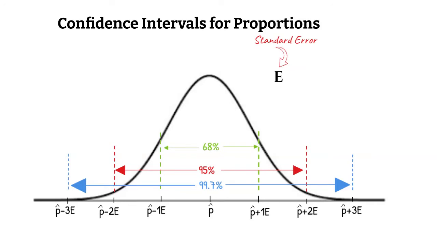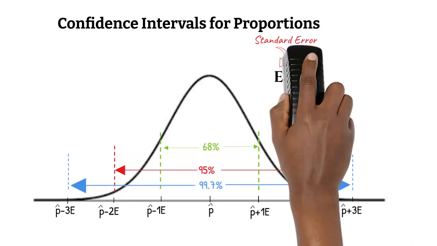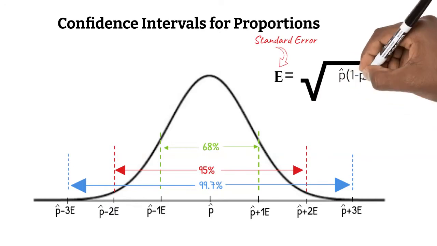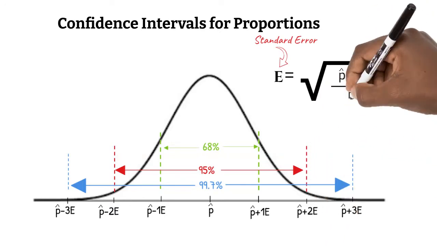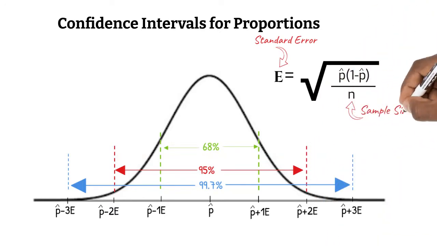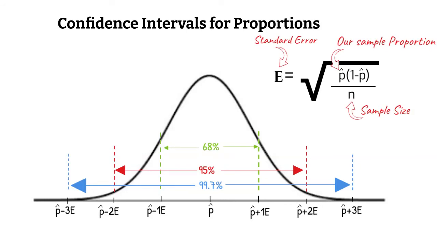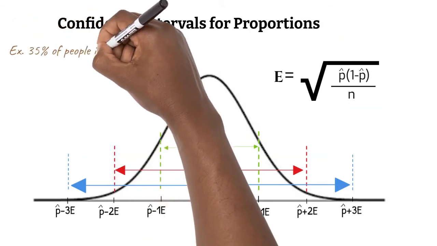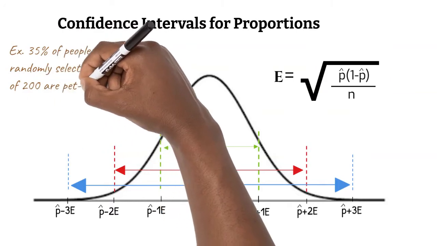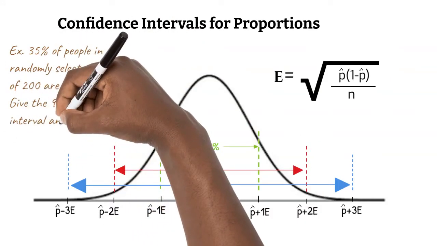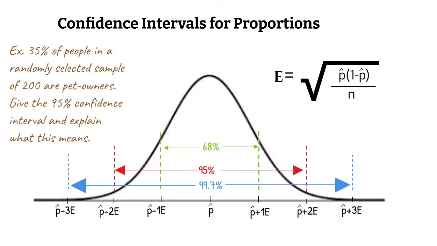To find the standard error, we use the formula E is equal to the square root of p hat times 1 minus p hat over n, or sample size. It is important to note that in this case, this is p hat, representing our sample proportion, not the average proportion. Let's take a look at what this could look like in an actual example. 35% of people in a randomly selected sample of 200 are pet owners. Give the 95% confidence interval and explain what that means.